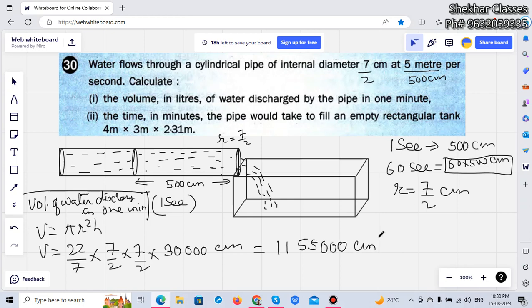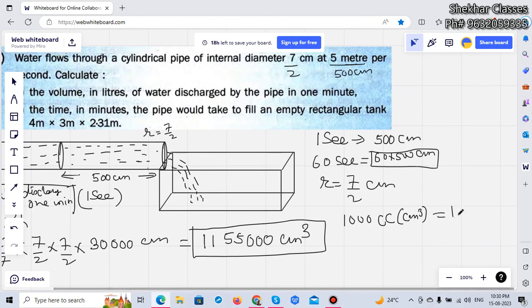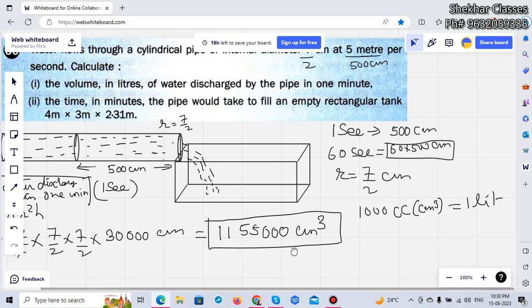1155000 centimeter cube of water will come out in 60 seconds. Now the question arises here, you have to convert this into liter. Remember, 1000 cc or 1000 centimeter cube, same thing, is equal to 1 liter. So if you divide it by 1000, you will get the liter in it.